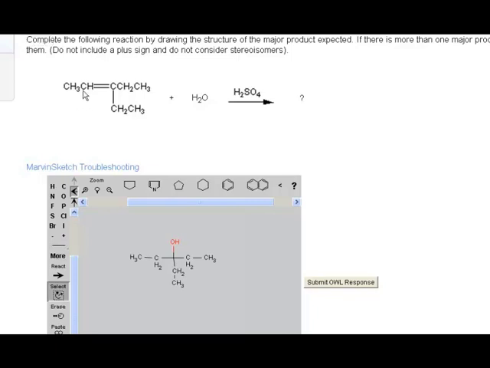The carbon choices are this one here with one hydrogen on it and this other carbon with no hydrogens on it. The OH is going to get attached to that carbon there with the two ethyl groups. So there's your major product.